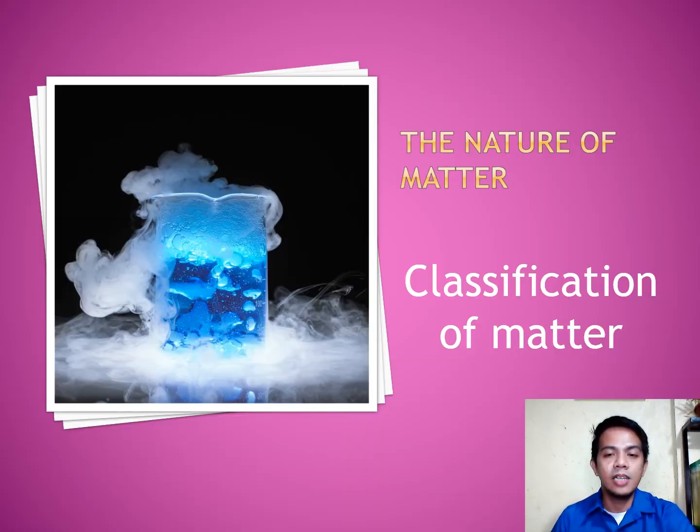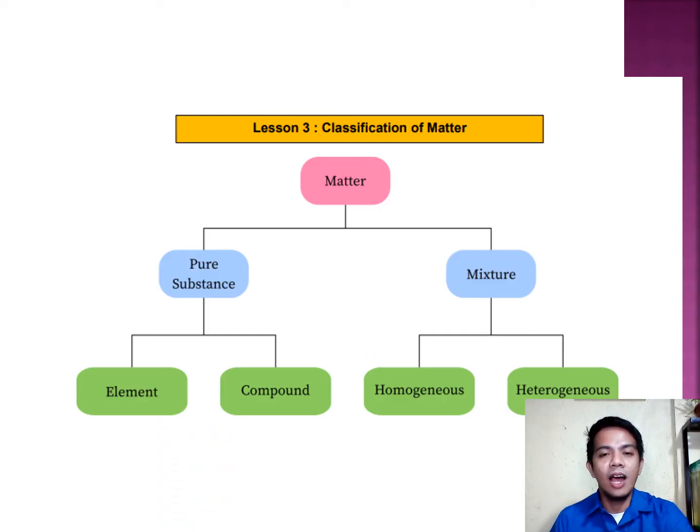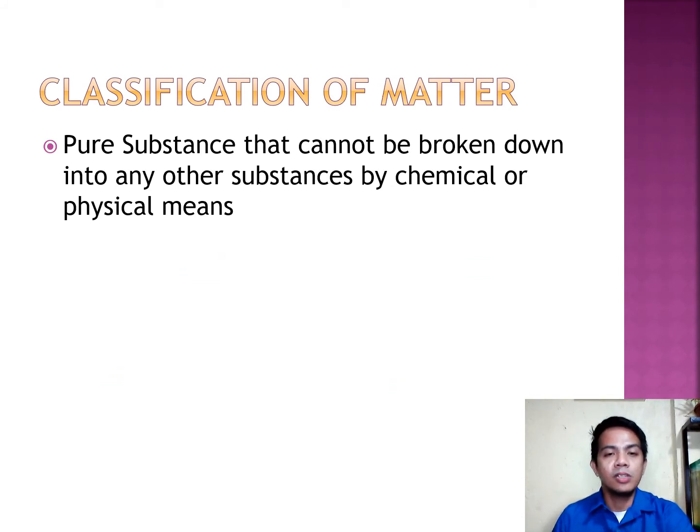So next is the classification of matter. Matter has two classifications, the pure substance and the mixture. We will discuss first the pure substance. Under pure substance, we have element and compound. So what is pure substance? Pure substance cannot be broken down into any other substances by physical means.